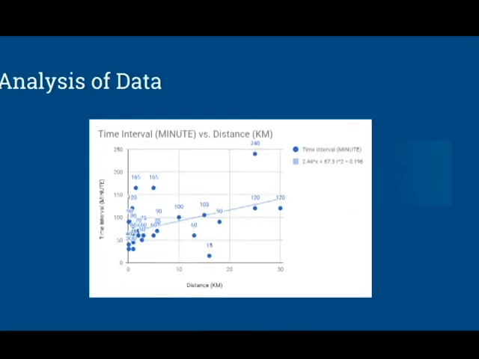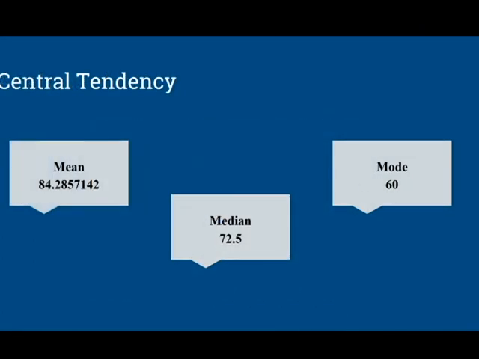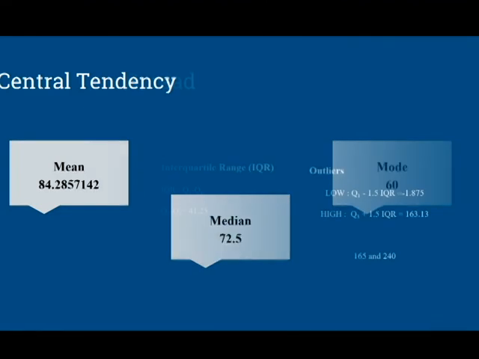To calculate our central tendency, we use a Google spreadsheet. We found the mean, which is approximately 84.28, the median is 72.5, and the mode is 60. Everything is in meters because our independent variable is distance.